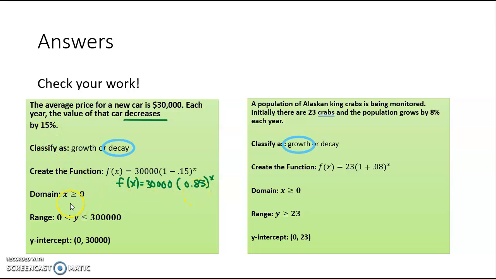The domain for this one would be x is greater than or equal to 0 because x is standing for the number of years. Years cannot be negative. And then the range would be all of the possible values of the car. We are going to be going between $0, that would be the lowest amount that the car could get down to, and then it has to be underneath $30,000 of value. Have an extra 0 in that answer.